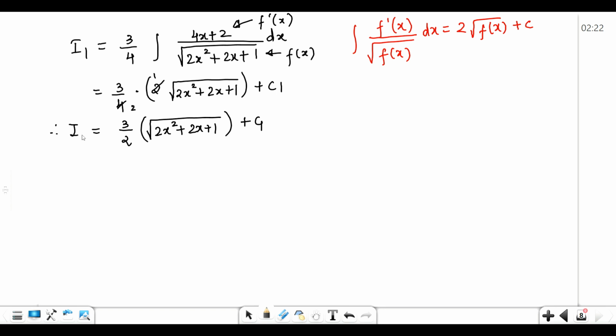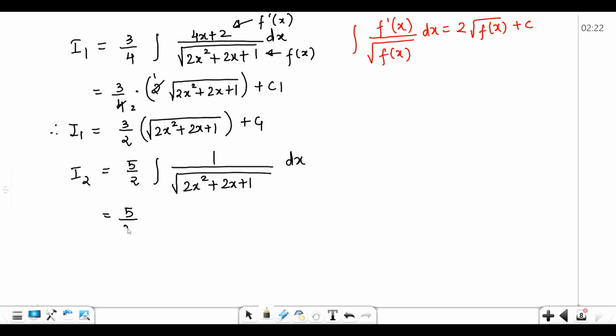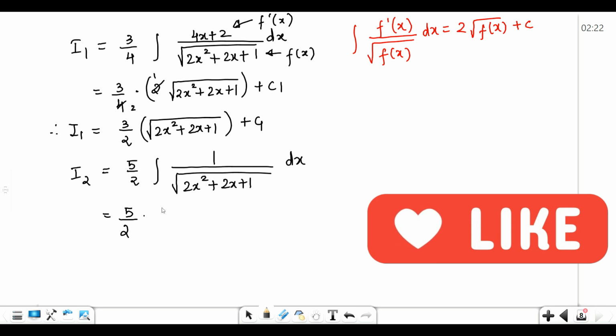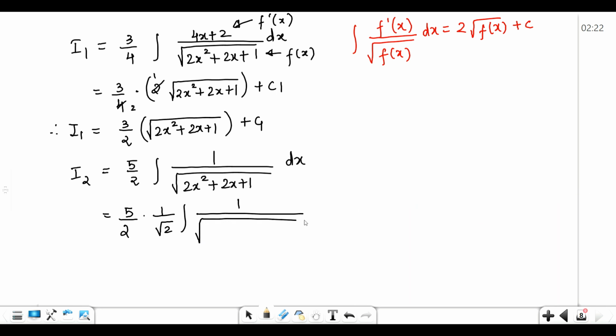We have got the value of I1 now. Now we'll go for I2. For I2, I'll write here 5 upon 2 integration 1 upon square root of 2x square plus 2x plus 1 dx. Again we'll take 2 outside, so if you take the 2 outside it will come with the root part. So we'll take root 2 outside, which gives square root of x square plus x plus 1 by 2 dx.